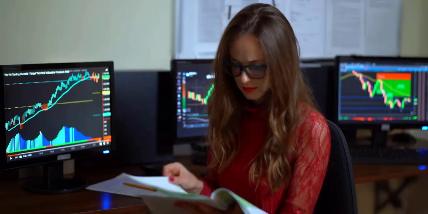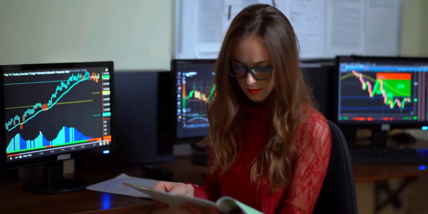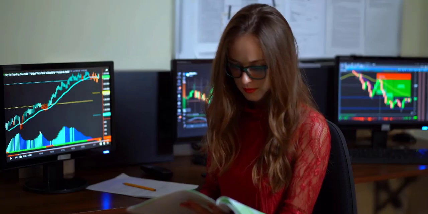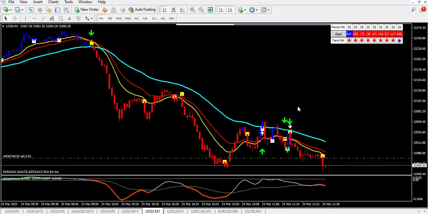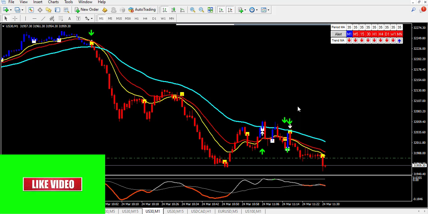MetaTrader 4 winning strategy. This strategy is meant for MetaTrader 4, and this is a 1 minute scalping strategy that is very consistent. I've combined a few indicators together to make this particular strategy a profitable one.